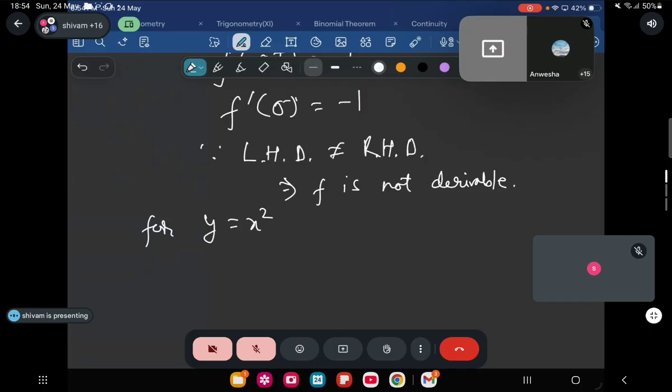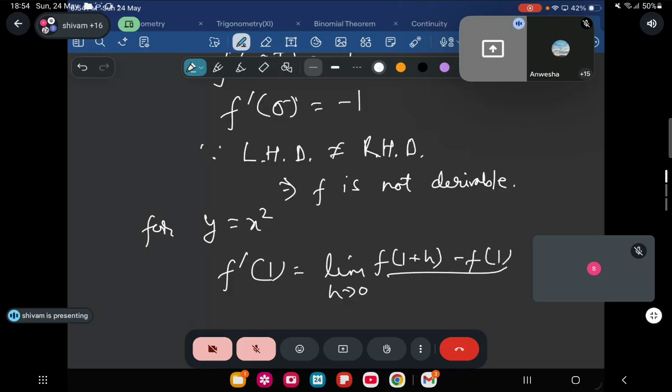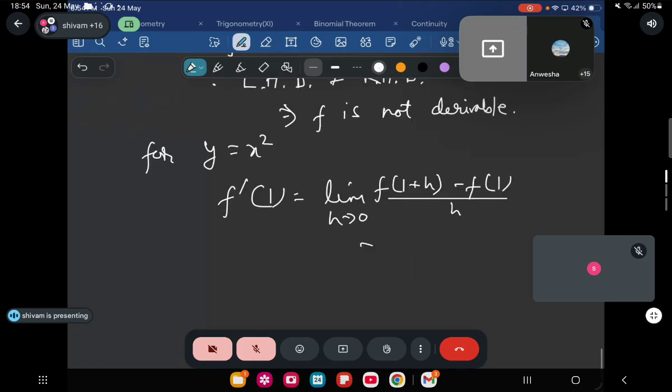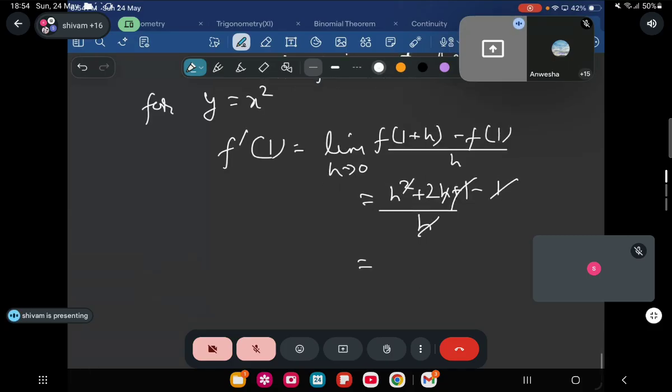Let us find out what is f dash at 1. f dash at 1 will be equal to limit h tends to 0 of f of 1 plus h minus f of 1 divided by h. What is f of 1 plus h? It will give us h square plus 2h plus 1 minus f of 1 will give us 1. 1 gets cancelled, divided by h. h gets cancelled. When you substitute h equal to 0, you are getting 2. So this is what f dash at 1 is. Tell me everyone, are people getting? Agniva, are you getting? Shana, is it clear?